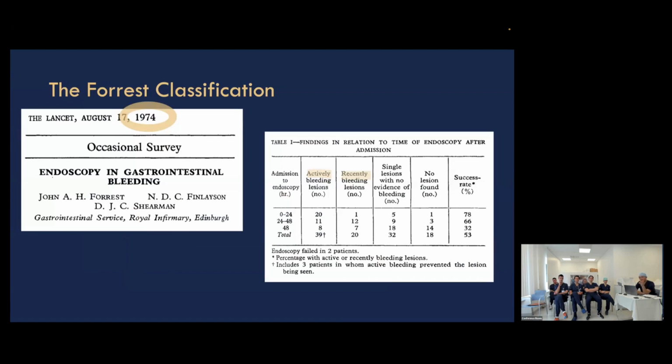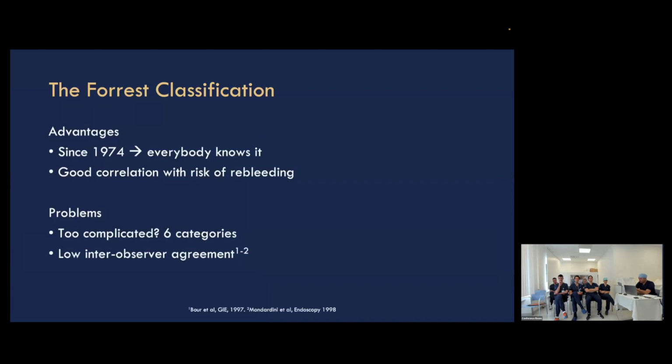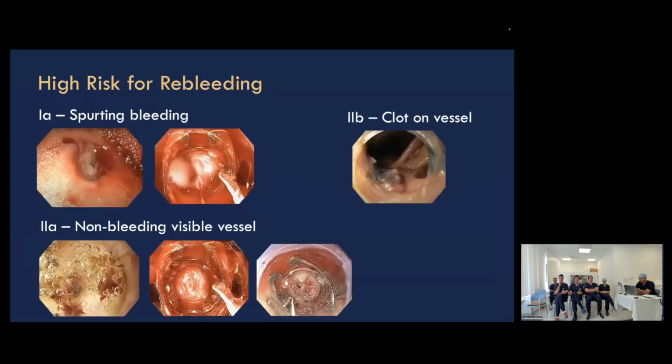And when you talk about ulcer bleeding, Forrest in 1974 came up with this classification. This is a nice classification because it predicted the rate of rebleeding after the procedure. So the original Forrest classification, why do we still use it? Because, one, it's clinically useful, and two, it predicts the rate of rebleeding. The problem with it is that it's just a little bit too complicated, and that's what stops it being very well applied in clinical practice.